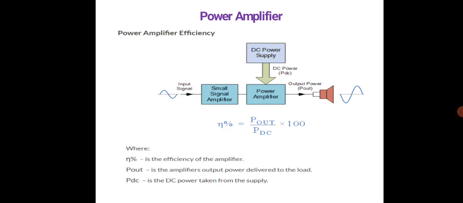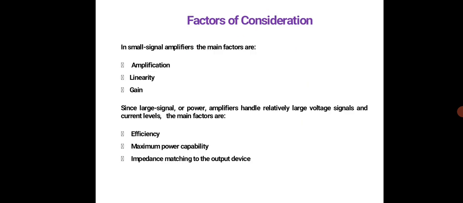The example here is given with the speaker, that is an audio power amplifier. Here eta gives you the efficiency of the amplifier, and P out is the amplifier output power which is delivered to the load, and PDC is the DC power taken from the supply. The ratio of these two will give you the efficiency of the amplifier in percentage.